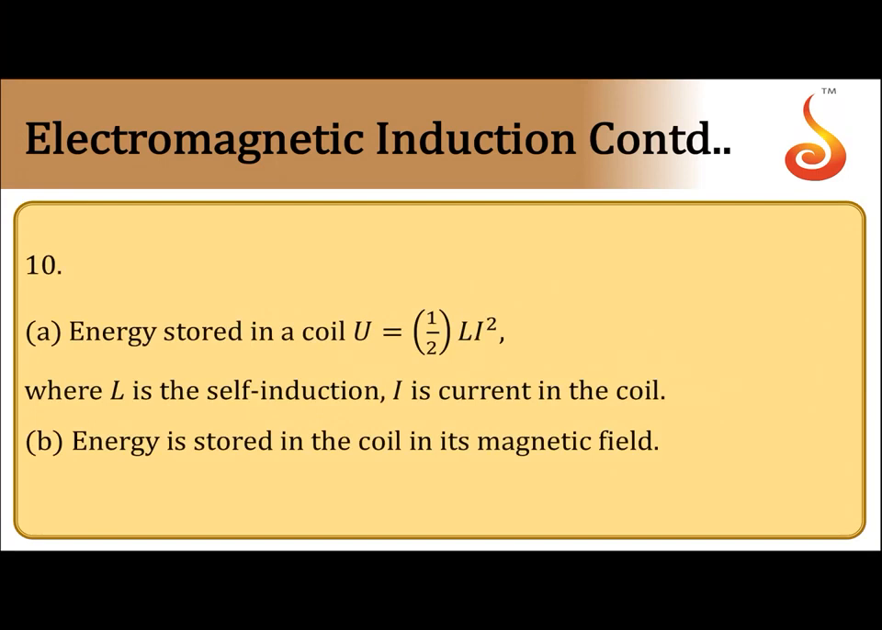Next, the energy stored in an induction coil carrying current I is given by half L i square, where L is the self-inductance and I is the current in the coil. The energy stored in the coil is stored in its magnetic field.